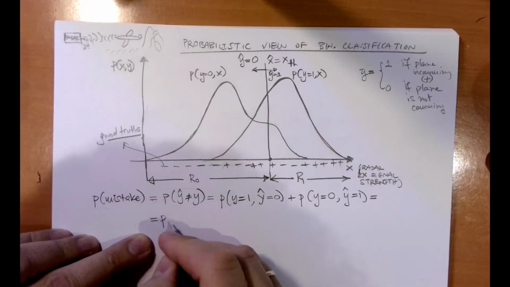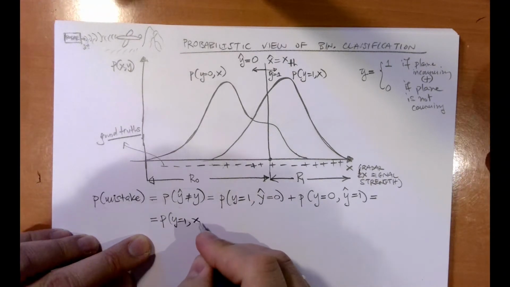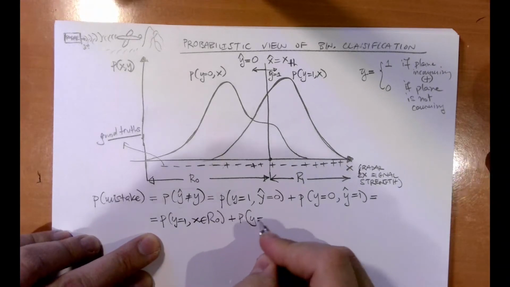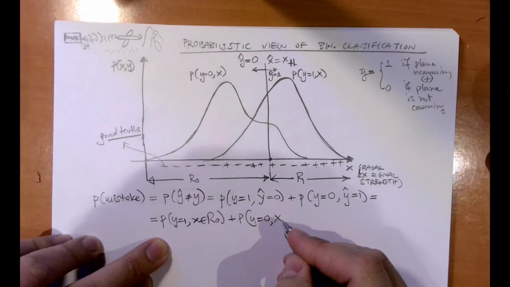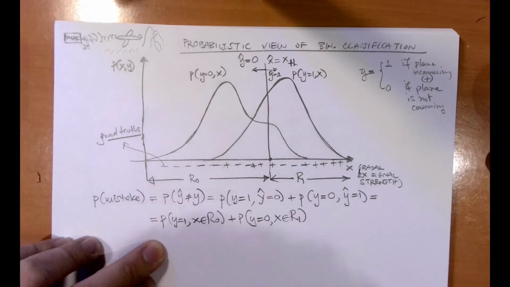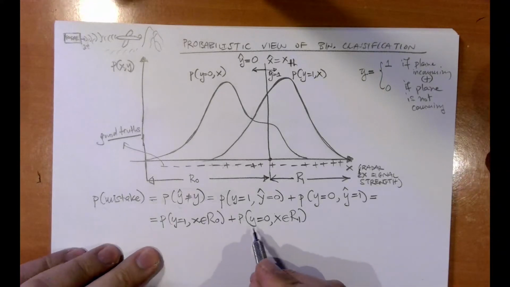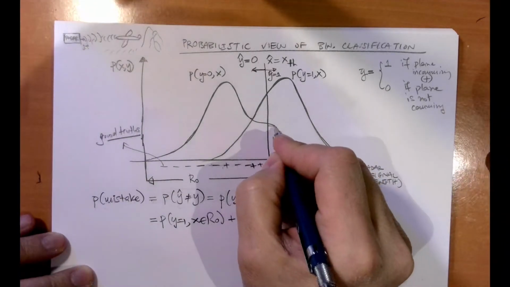which I can write as p of y equal to 1, given that x belongs to region R0, plus the probability of y equal to 0 when x is in the region R1. Okay, so those are the two components that I have, and if I look closely, I can start drawing these two components, where the probability of y equal to 0, given that x is in R1, is definitely this tail over here.